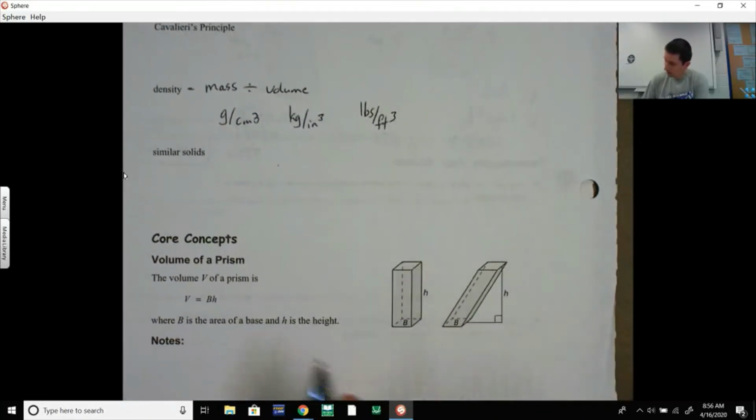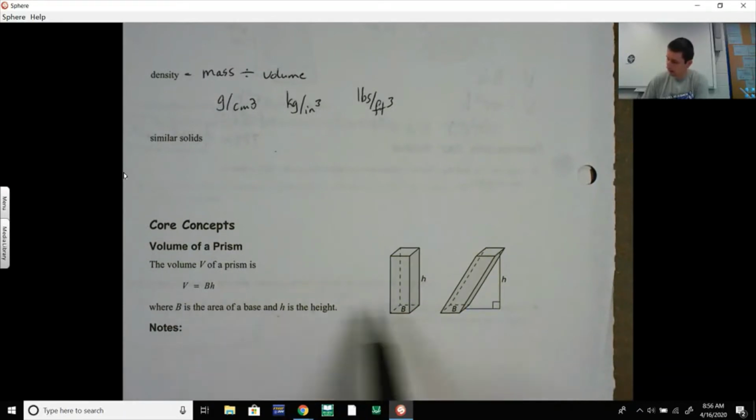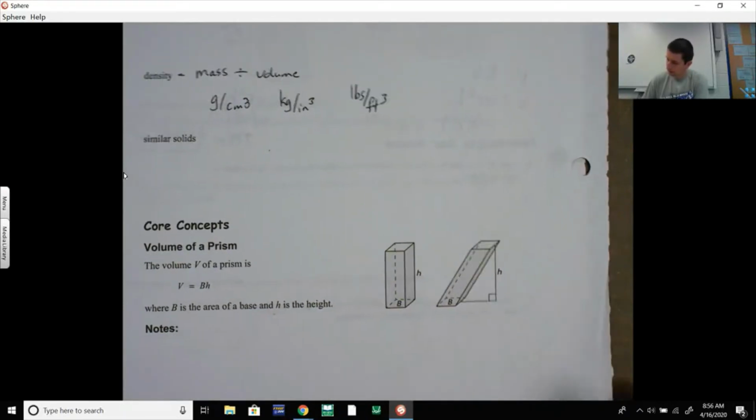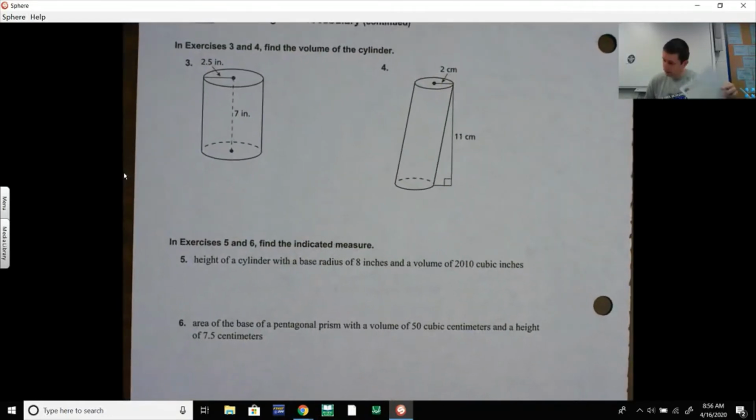Okay. So the volume of a prism, volume equals base times height. B is the area of the base, H is the height. So that formula doesn't change. We've already done a couple of these cylinders here.